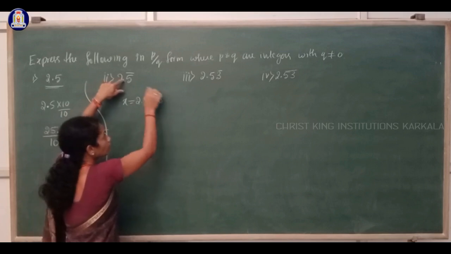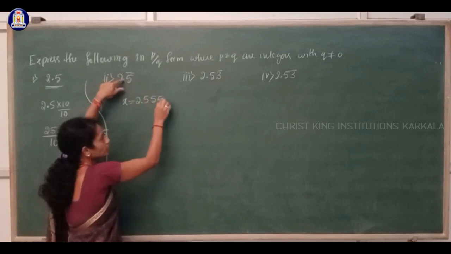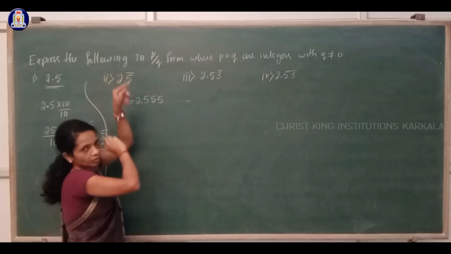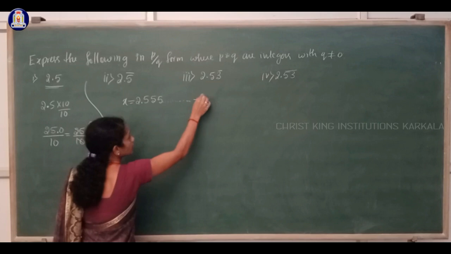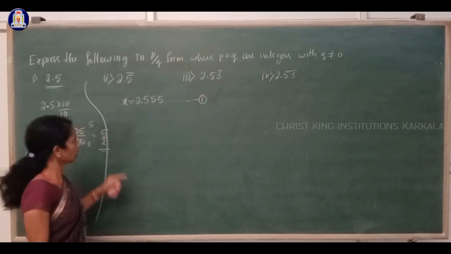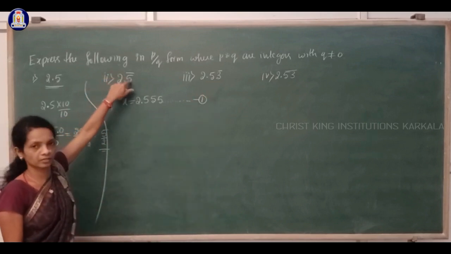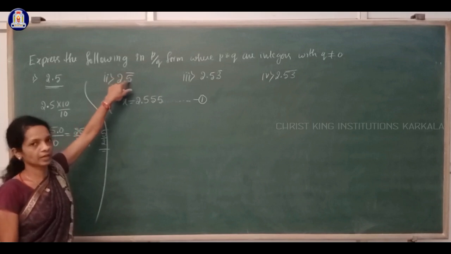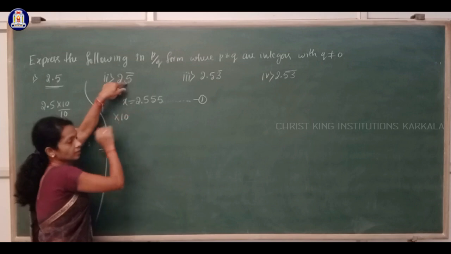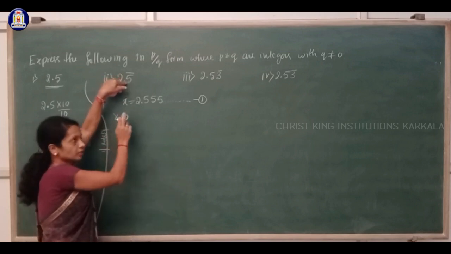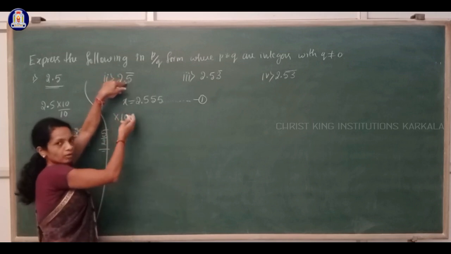Under the bar you have 5, so I will repeat 5 three times, and you have to put the etc symbol. Okay, the etc symbol means that the 5 is repeating, and you take that as equation 1. And next you have to look at this: under the bar, how many digits are there? Only one digit. If only one digit is there, you have to multiply by 10. Okay, number 1 followed by 10.